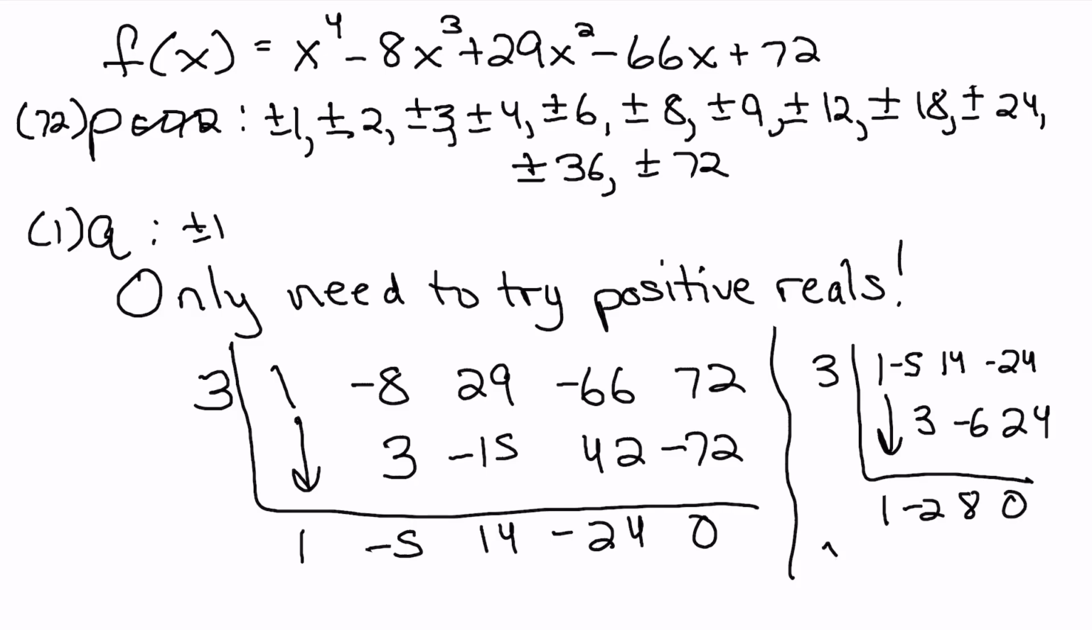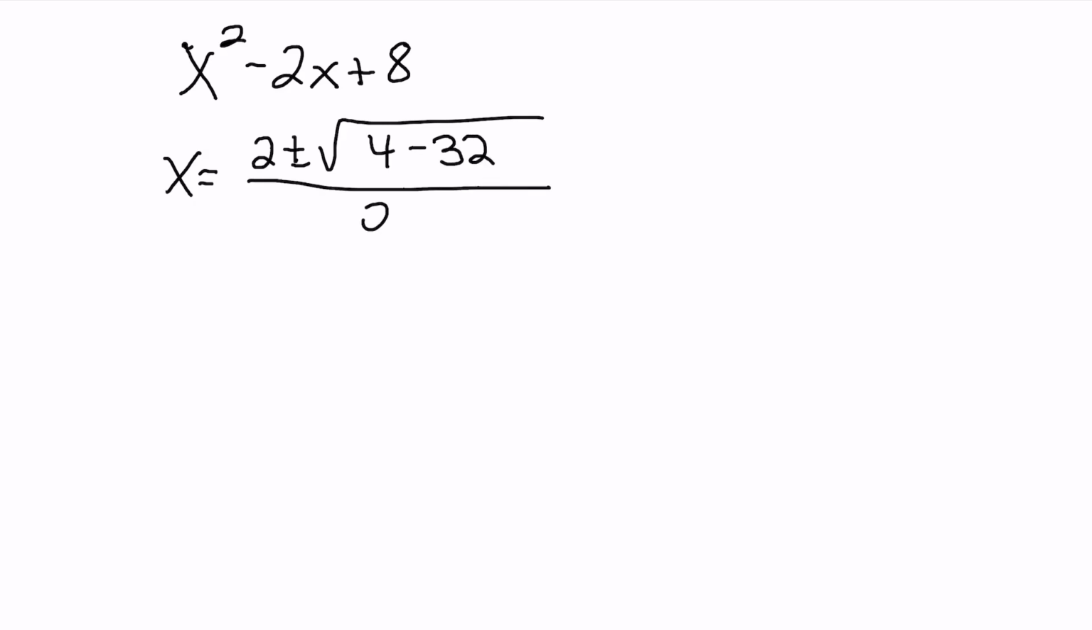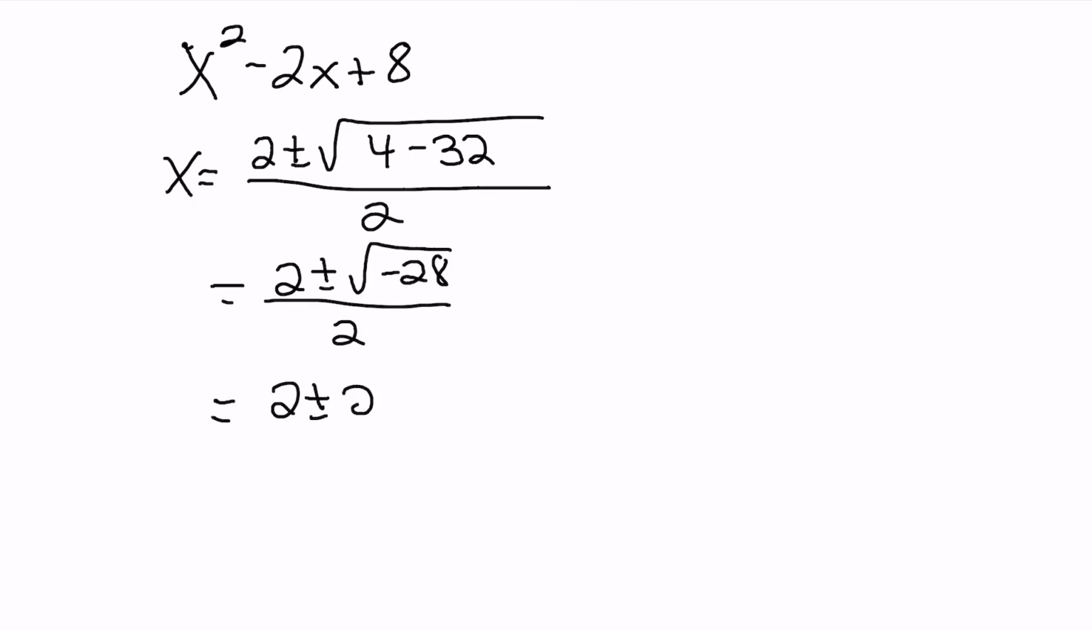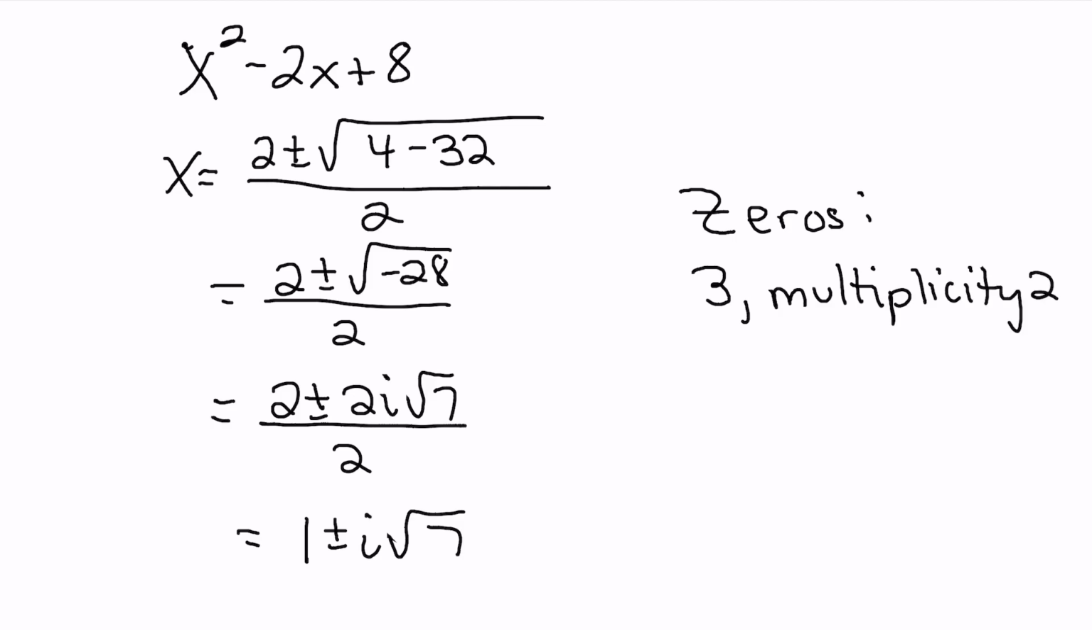And then for x squared minus 2x plus 8, I use the quadratic formula. X equals negative b plus or minus square root b squared minus 4ac all over 2a. All right, so just putting that into the quadratic formula. So then I know my zeros are 3 with multiplicity 2, and then 1 plus or minus i square root of 7.